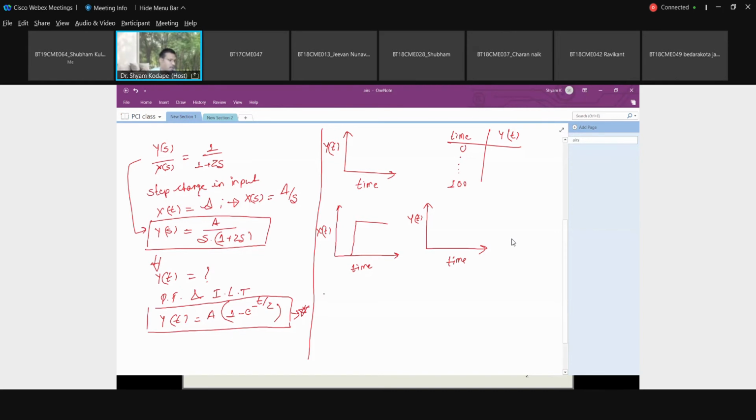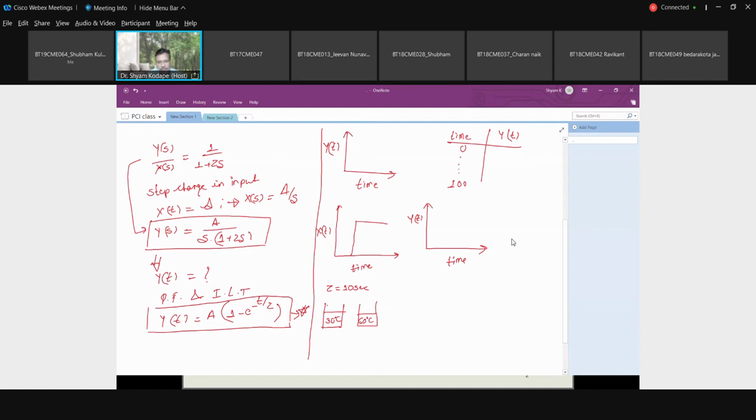Take the example of the thermometer. Again, I am narrating the same thing. A thermometer having a time constant of 10 seconds is placed in a temperature bath. After the thermometer reaches a steady state temperature of 30, there were two temperature baths, one at 30 degrees centigrade and one at 60 degrees centigrade.